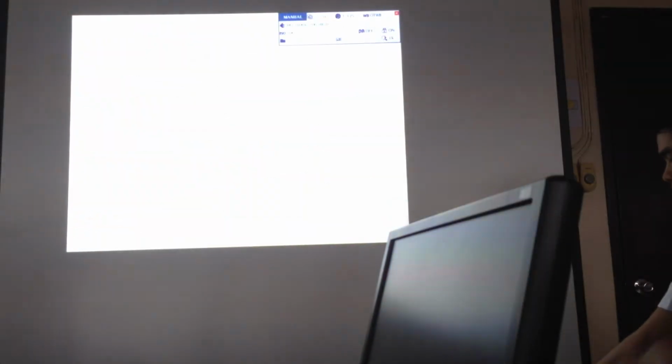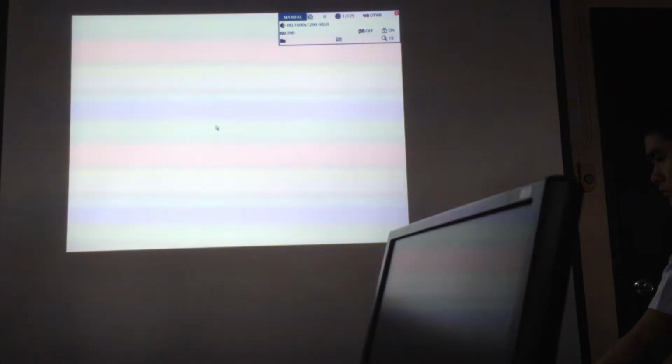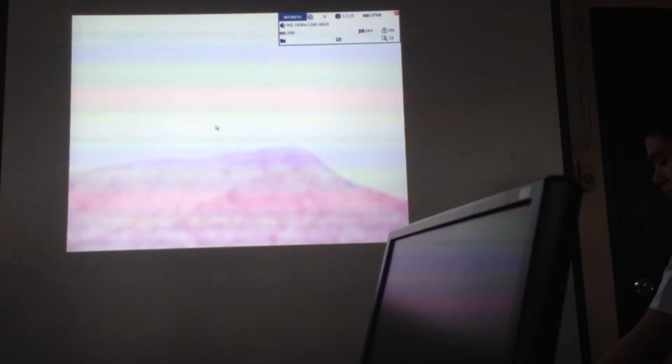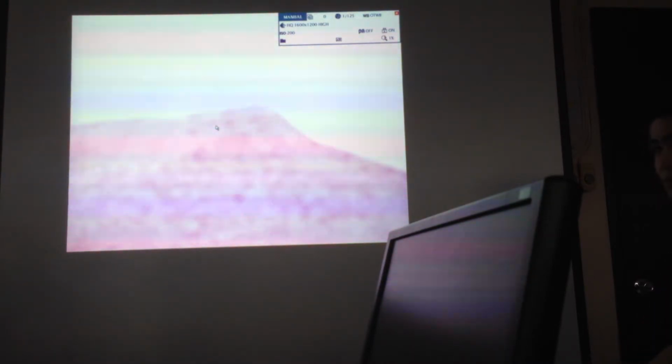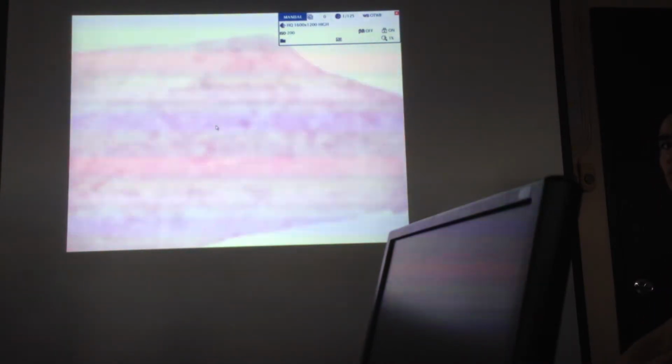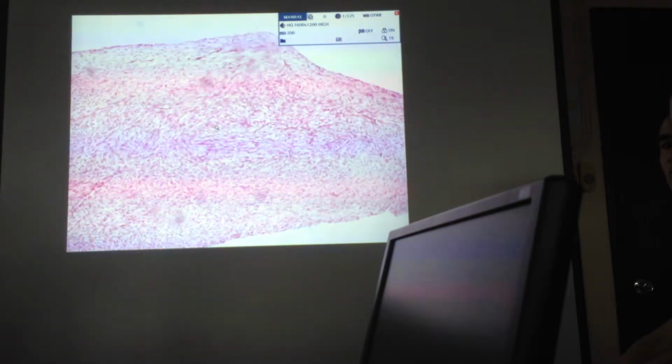Next. 88. 88. Big. So 88, this is mature cystic teratoma.